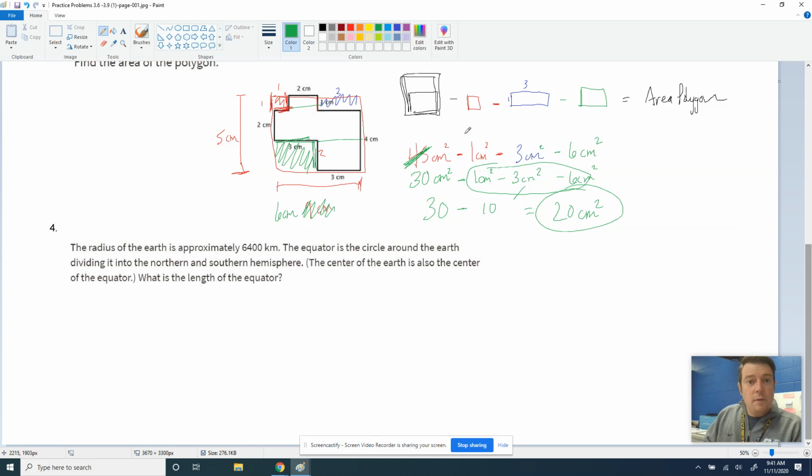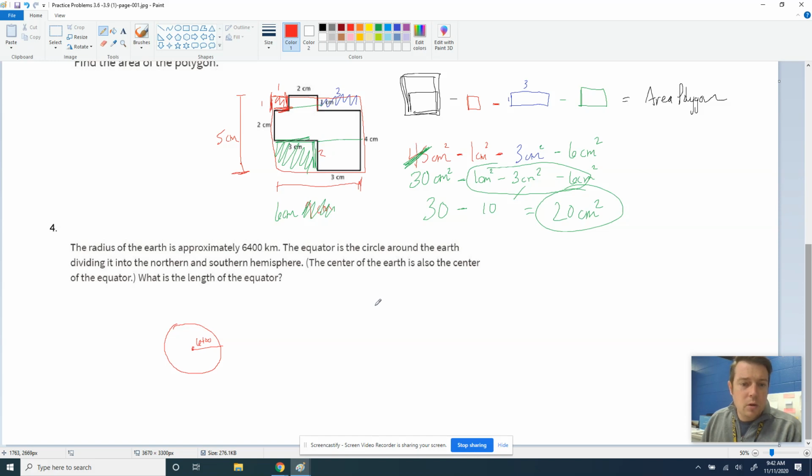Let's finish this first page, which seems to have taken forever. The radius of the Earth is approximately 6,400 kilometers. So here's the Earth. Here's its radius. It's 6,400 kilometers. The equator is the circle around the Earth, dividing it into northern and southern hemispheres. Yes, that is the equator. The center of the Earth is also the center of the equator. What is the length of the equator?